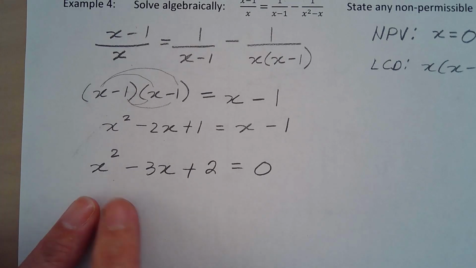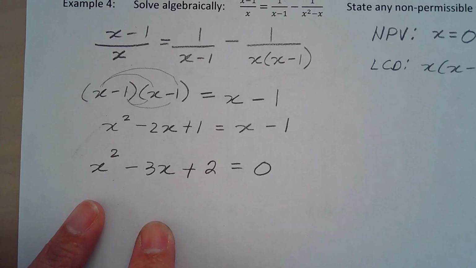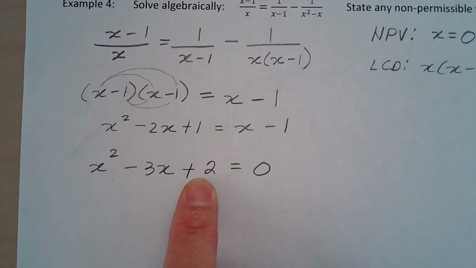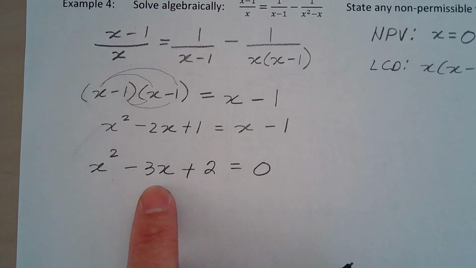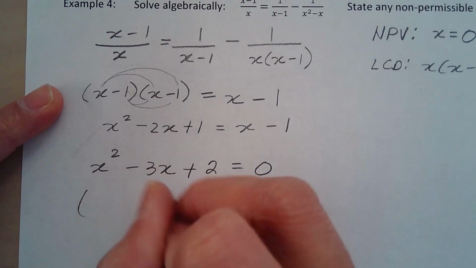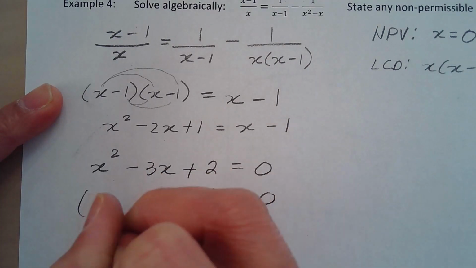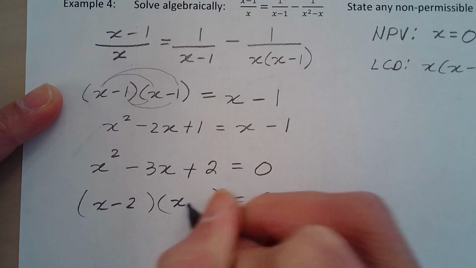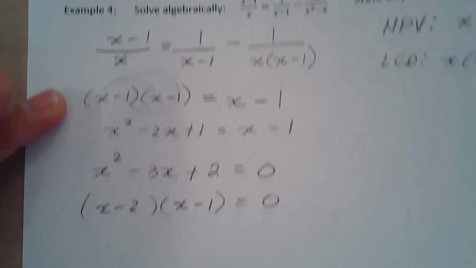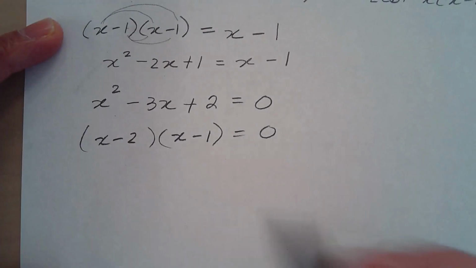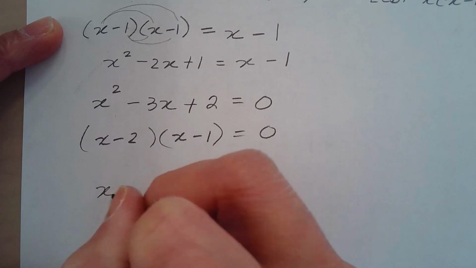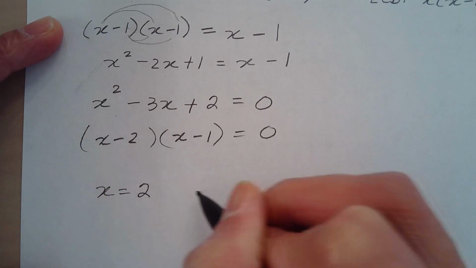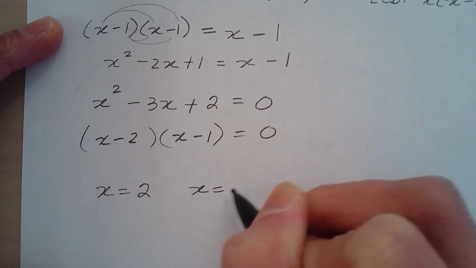Okay, so is this factorable? Any factors of 2 that would add up to negative 3? Yeah, we're going to get a negative 2 and a negative 1. So that one's not bad. x minus 2, x minus 1. Okay, so what are our solutions? x equals 2, and x equals 1. Good.